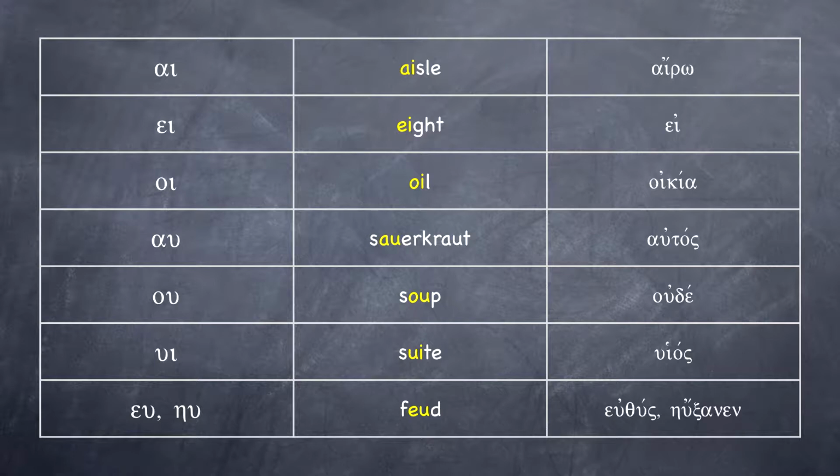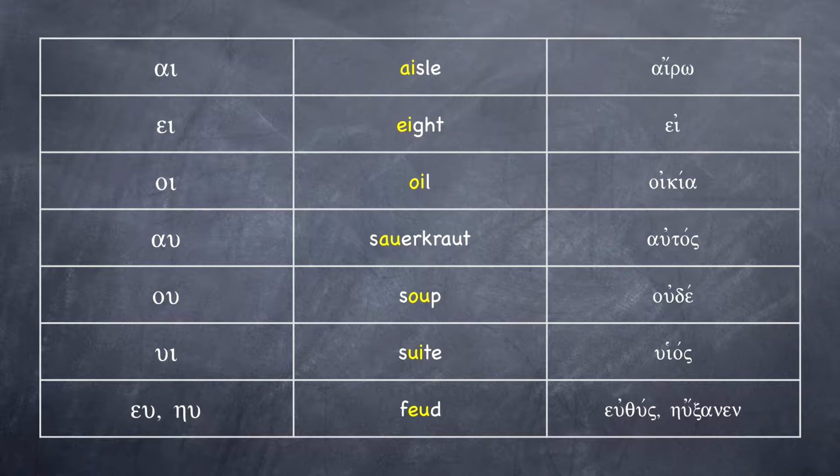The diphthong epsilon iota is pronounced "ay," like in the English word "eight," so the Greek word ei, meaning "if," is said "ay." The diphthong omicron iota is pronounced like the "oi" in "oil," and so the Greek word is pronounced oikia. Now you notice I said oikia. There's a clue that it's a long iota. How do I know that? That's how my teacher said it.